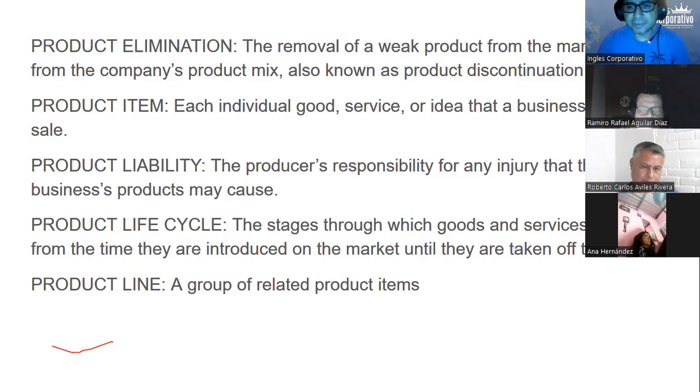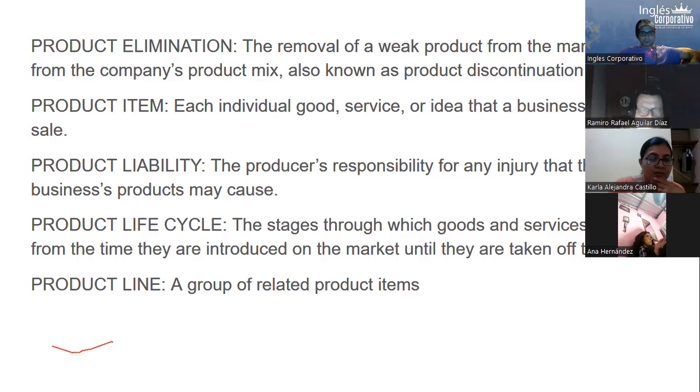Perfect. Let me see if there is any word here. Taking off. What is taking off? Taking off sería como sacarlo del mercado, ¿verdad? Very good. That is taking off. Good. Who wants to read the next one?